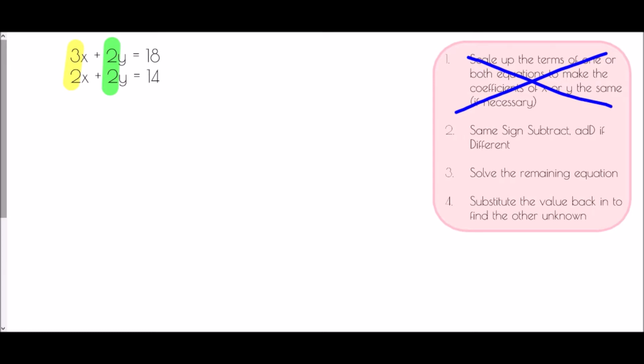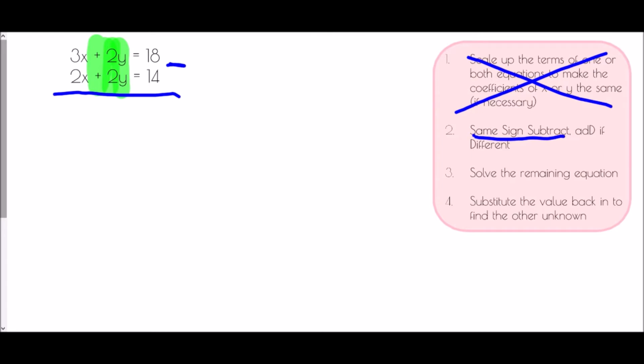Now in this case it's very important that we only focus on the ones where we have the same coefficient. So we're talking about our y's. And in this case the y's are positive 2 and positive 2. They have the same sign and therefore same sign subtract. We are going to subtract the two equations from each other.